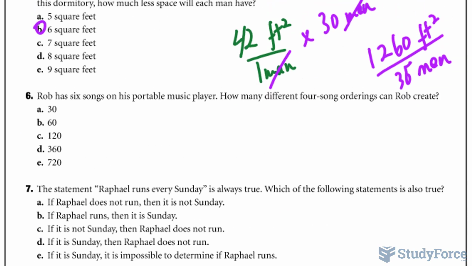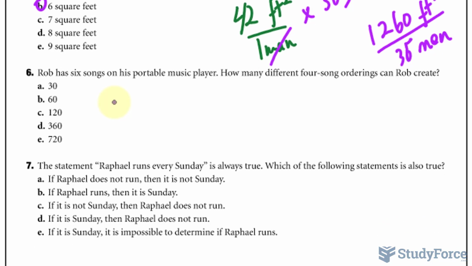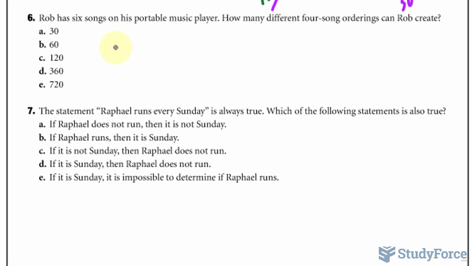Okay, 6. Rob has 6 songs on his portable music player. How many different 4-song orderings can Rob create? So he has 6 songs, and we have to find out the total number of combinations here. I'm going to skip this one because I forgot the combination formula, but I'll revisit it after the next one. Let's see if I can tackle number 7.